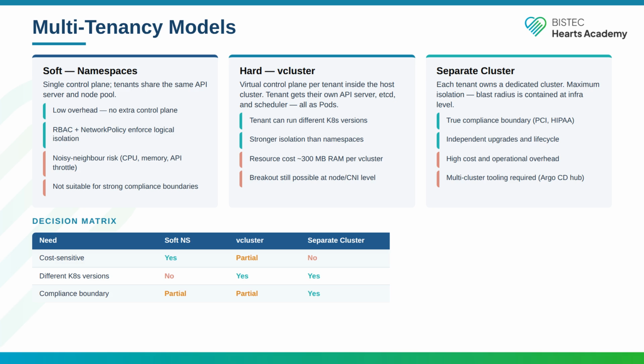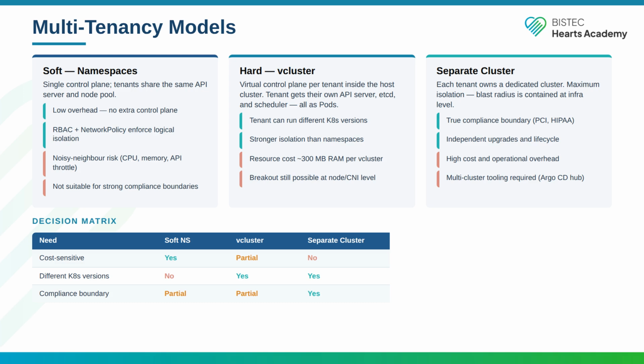Virtual cluster, vCluster, gives each tenant a virtual control plane running as pods inside the host cluster. The key benefit is that tenants can run different Kubernetes versions. The cost is roughly 300 megabytes of RAM per virtual cluster and additional operational surface. It is not a magic isolation solution. A breakout at the CNI or node level still crosses tenant boundaries.